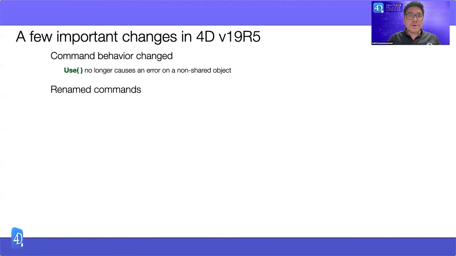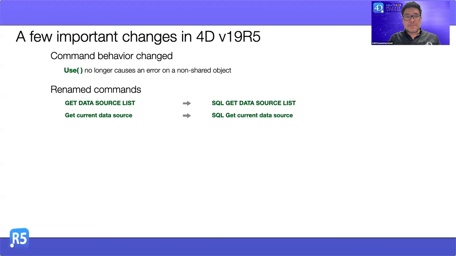Oh, so the first two commands, Get data source list and Get current data source, belong to the SQL theme. So we want to put the prefix in front of the command name to make sure that it's identifiable easily. And the next two commands belong to the web area. As you can see, the name of the command is pretty self-explanatory, but we want to make it a little bit clearer. So instead of Page text larger or Page text smaller, we'll change it to WA zoom in and WA zoom out.